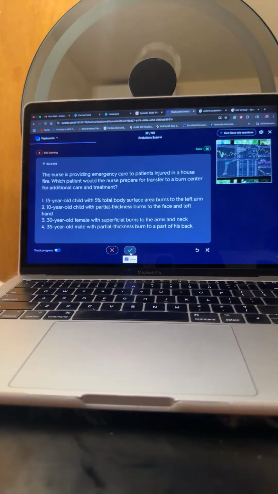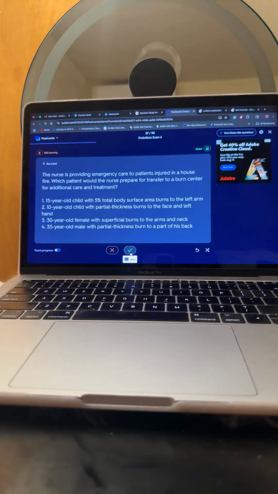The nurse is providing emergency care to a patient injured in a house fire. Which patient would the nurse prepare for transfer to a burn center for additional care and treatment? Okay, so you need to have at least 10% burns. And usually if you have burns on your face or very deep burns on the chest, you're going to go. So a 15-year-old with 5% total body surface area burn to the left arm, no. 10-year-old with partial thickness burns to the face and left hand. So that was a good candidate, because they're partial thickness burns.